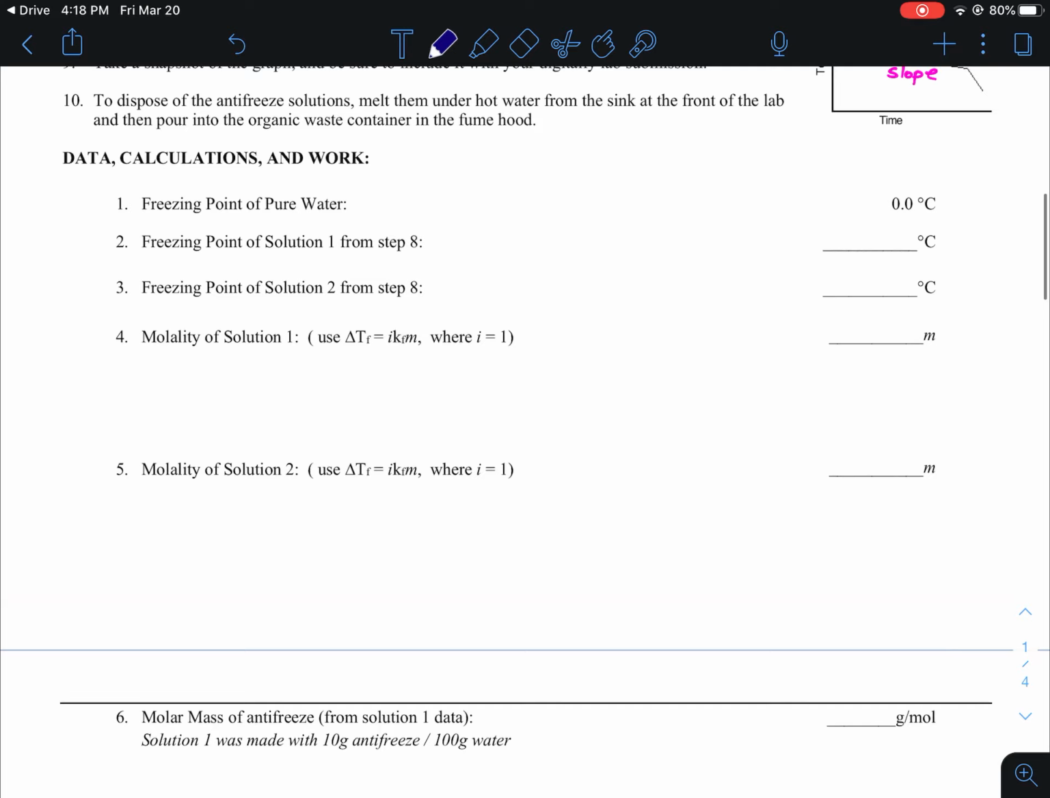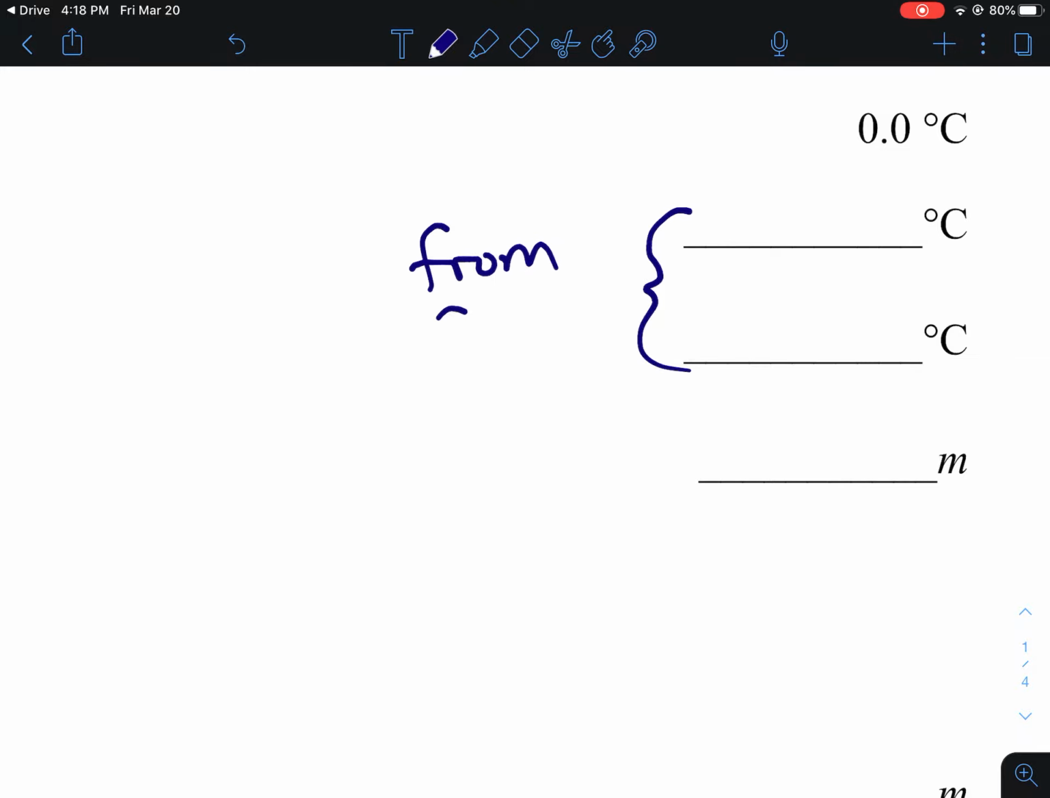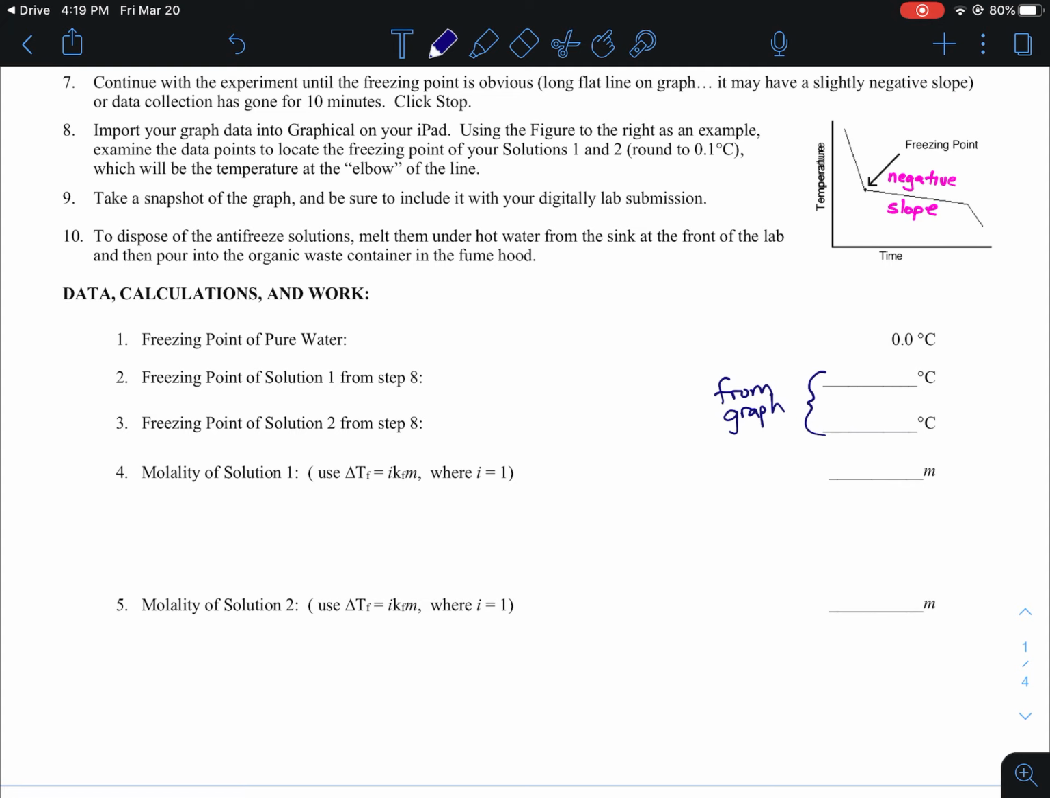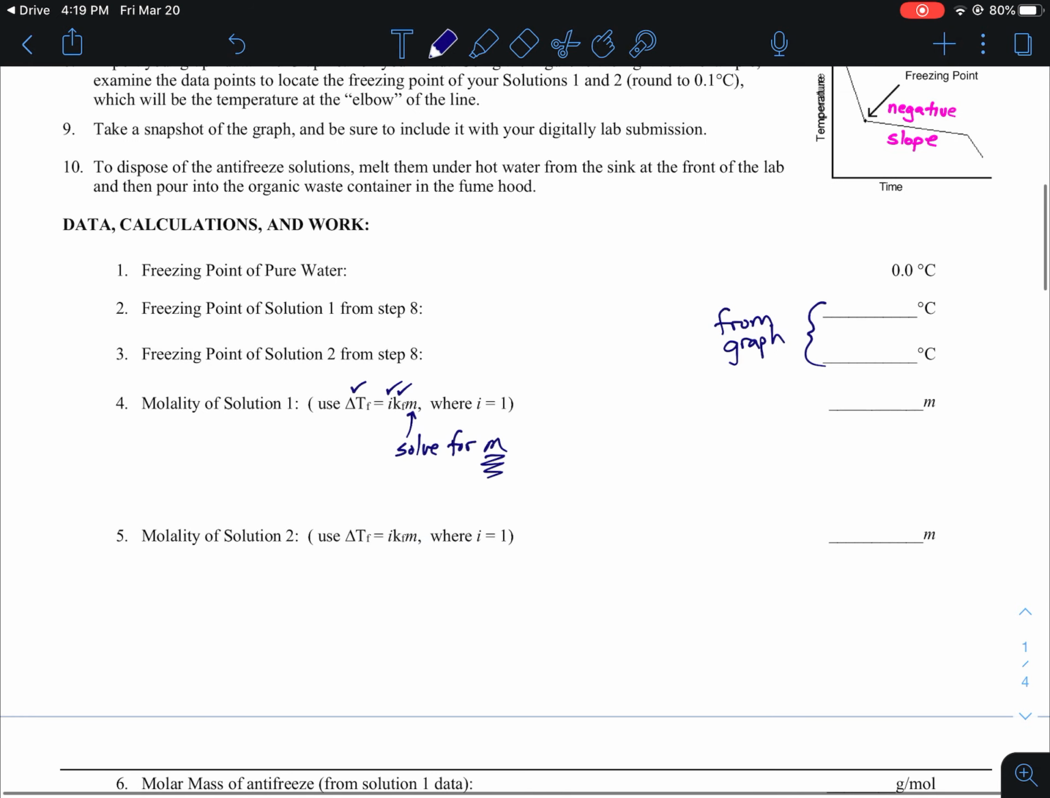And then once you get these two values right here, you can get them from the graph. You'll have to estimate them. That's the best you can do. But once you get those values from the graph, you should then be able to plug your delta T in. You have the i, you have the K. You should be able to solve for the molality for solution 1 and for solution 2. Okay.